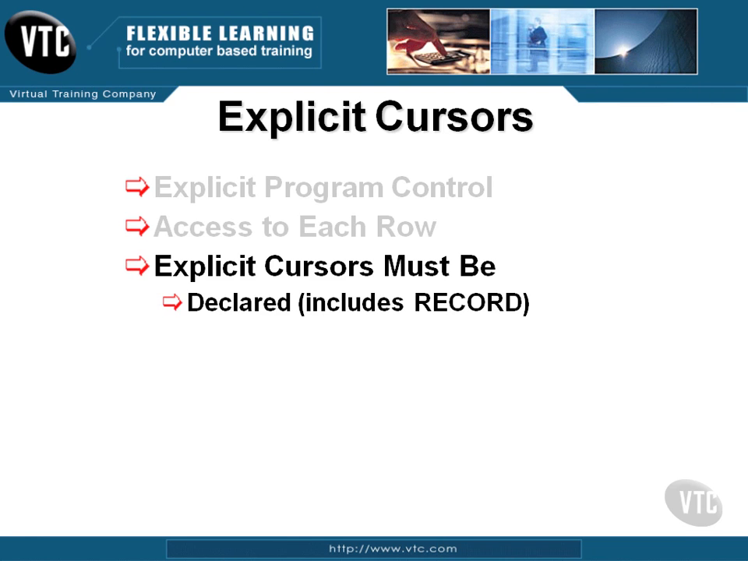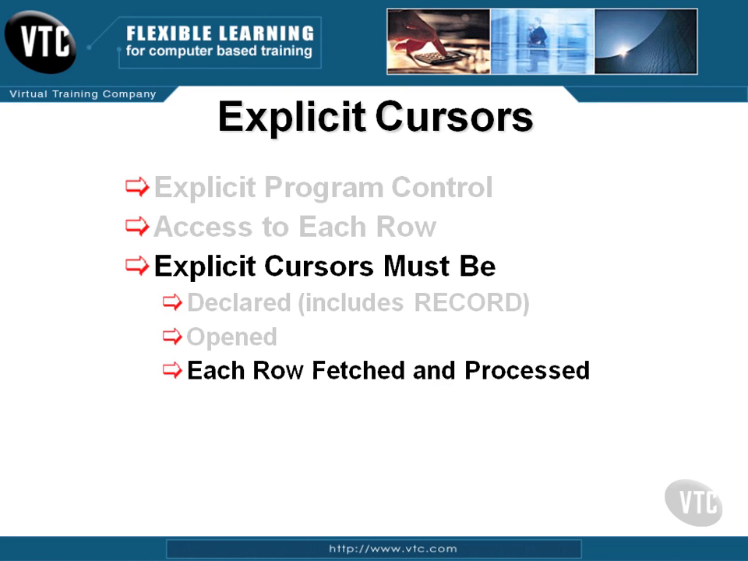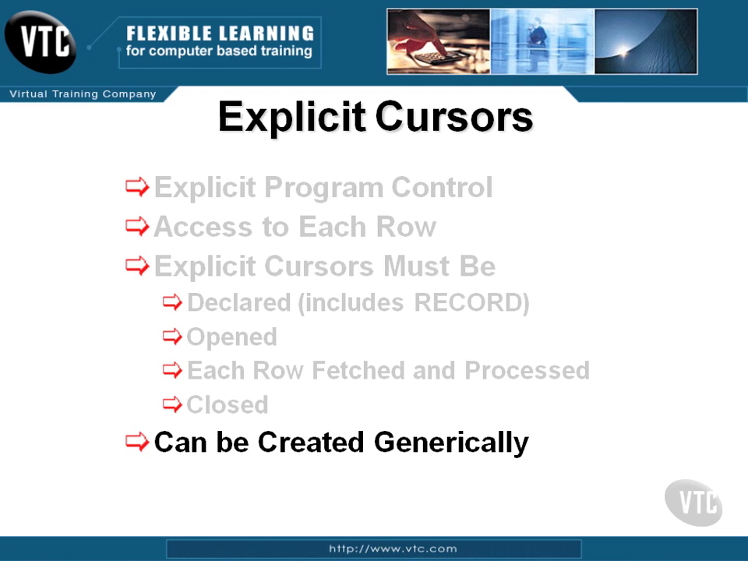Explicit cursors must be declared physically in the code. They have to be opened, each row must be fetched to be processed, and then they have to be closed. If you leave something open and you don't close it, you could have some problems with things hanging around in memory and causing problems later on. They can be created generically as well within the code, but implicit cursors can as well.